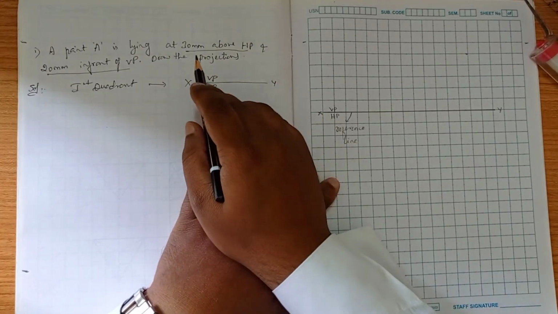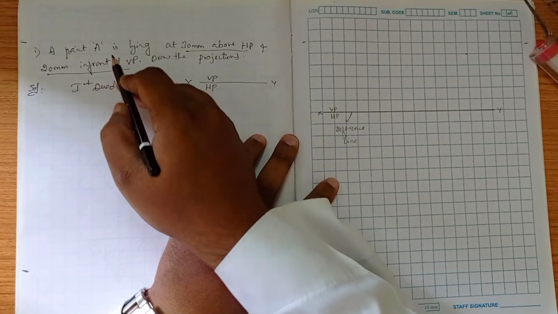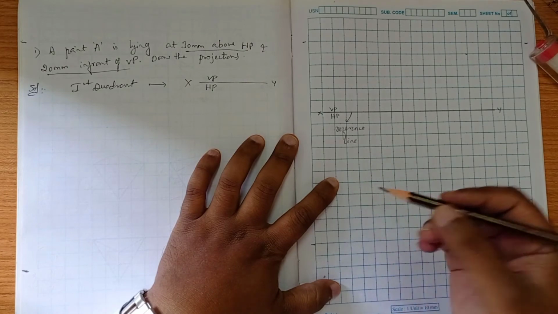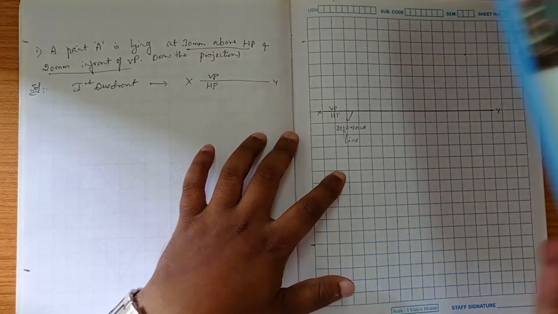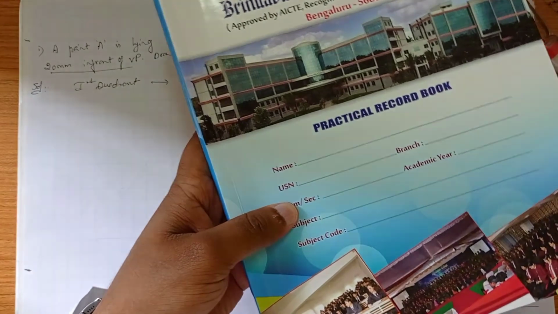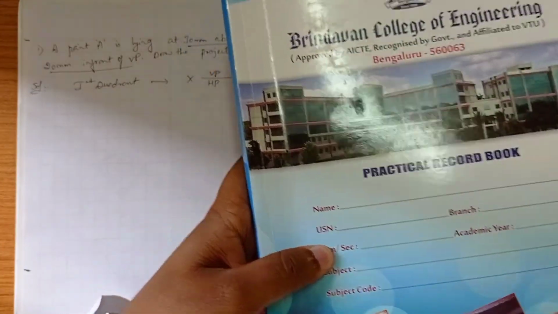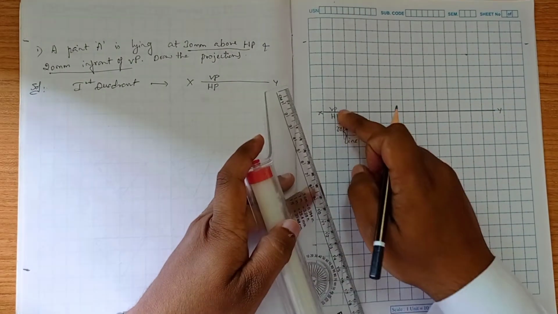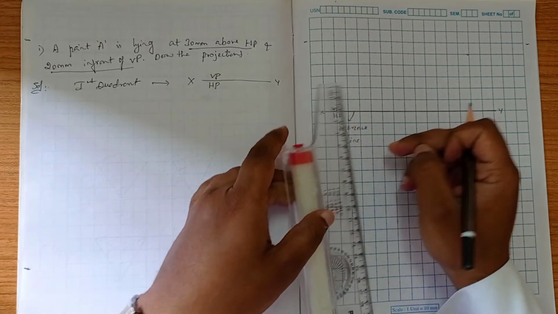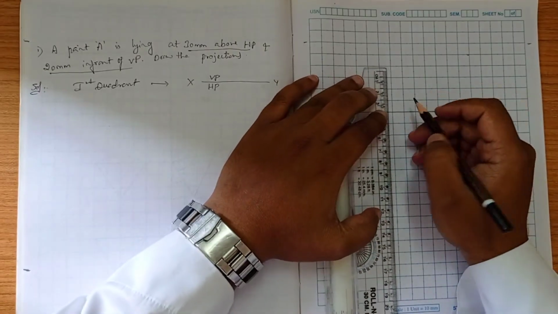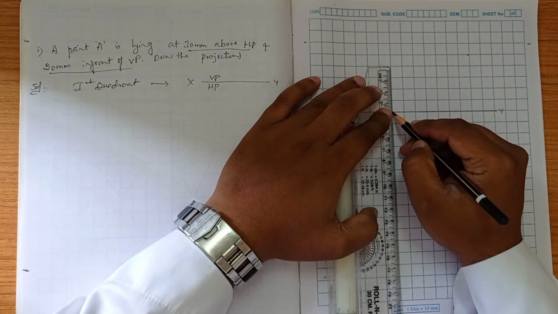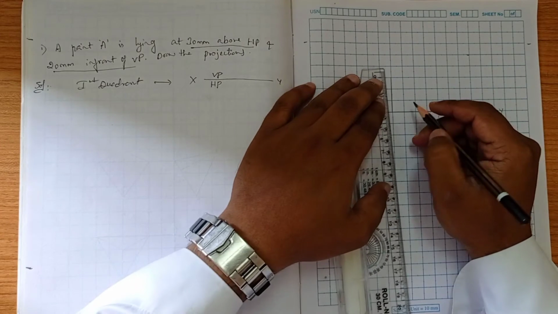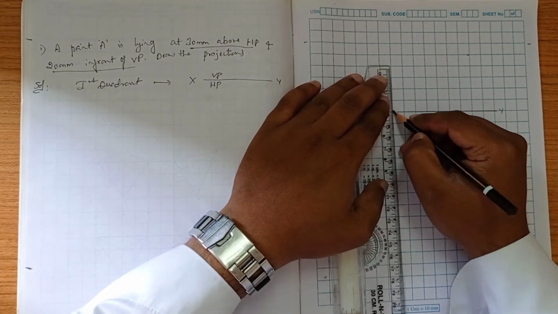Now we take one by one. Point A is lying at a distance of 30 mm above HP. We know that if any point is lying above HP or below HP, it means it is a front view. So the front view will be drawn in the vertical plane, which lies above the XY line. Initially we draw 30 mm. So 30 mm means 3 boxes here. We can count the 3 boxes and directly draw a projection line.